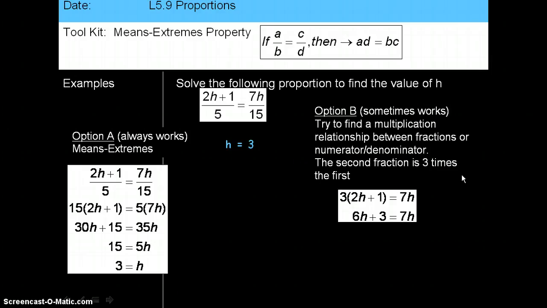Using our distributive property, 6h plus 3 equals 7. We can add negative 6h to both sides. And at this point, we no longer have a coefficient because it turned into a 1, which becomes invisible. Therefore, we just found out, again, that 3 is equal to h, or that h equals 3.